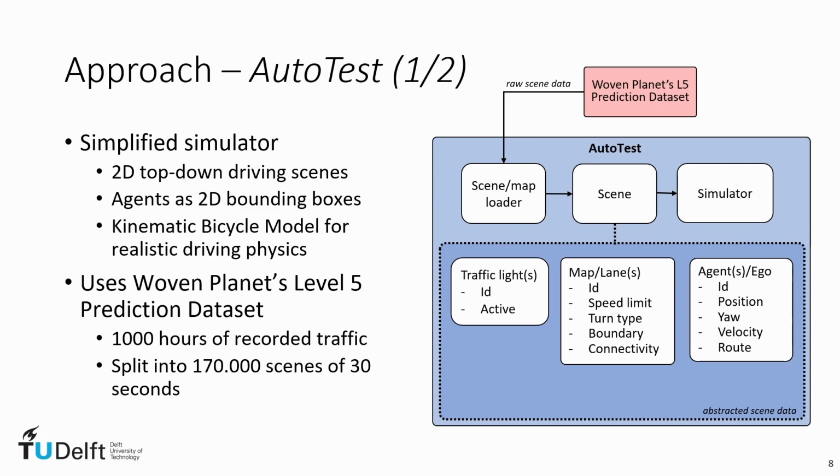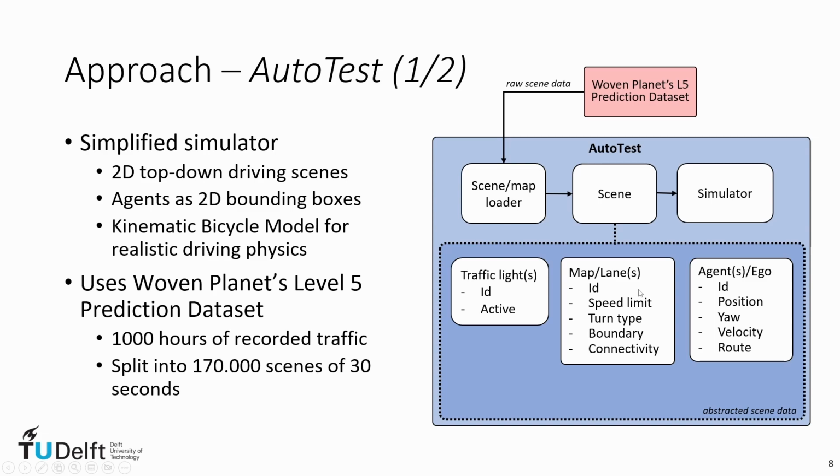And so what AutoTest does is it will take this raw scene data from the dataset. It will load it into a so-called scene and map loader, which will abstract it into a scene. I've explained it here in a bit more detail. So a scene consists of a number of agents and an ego vehicle. The ego is the self-driving vehicle, and these all have some properties: ID, position, yaw, velocity, and the route.